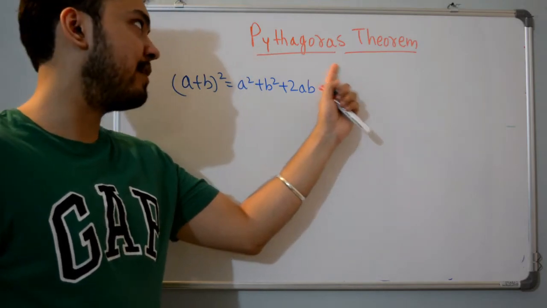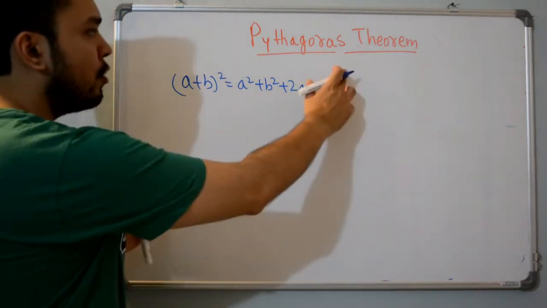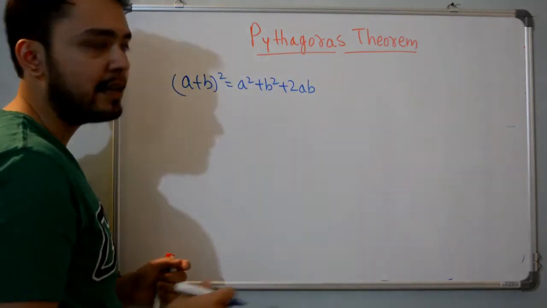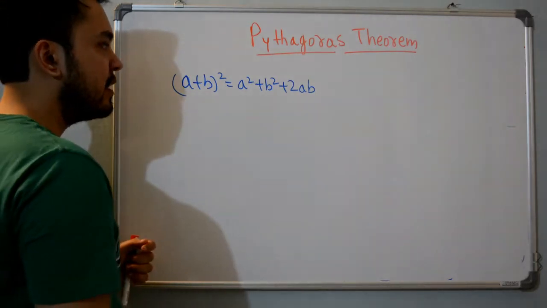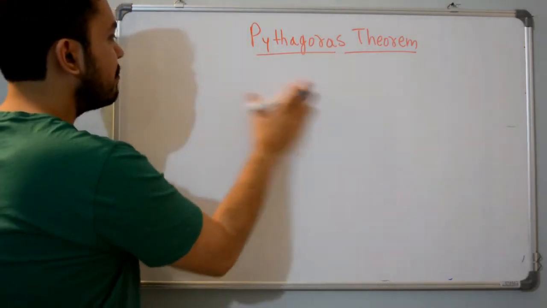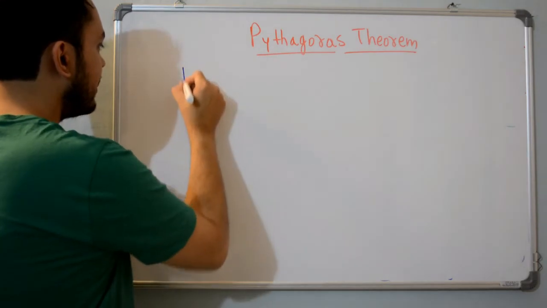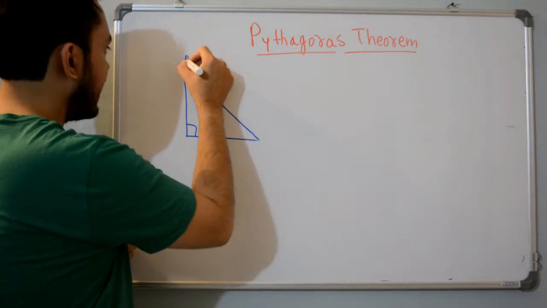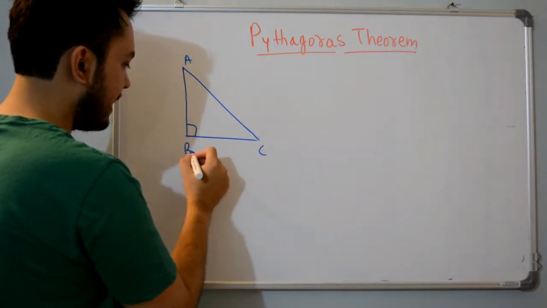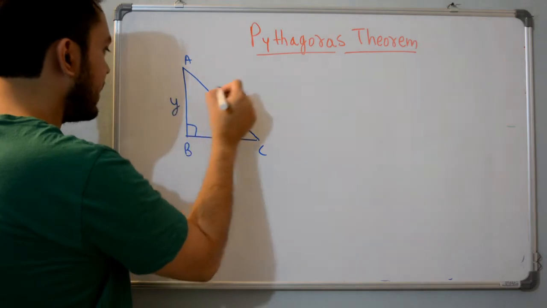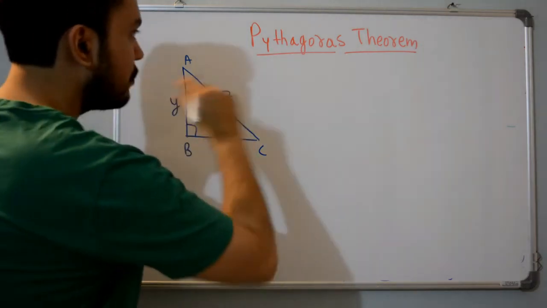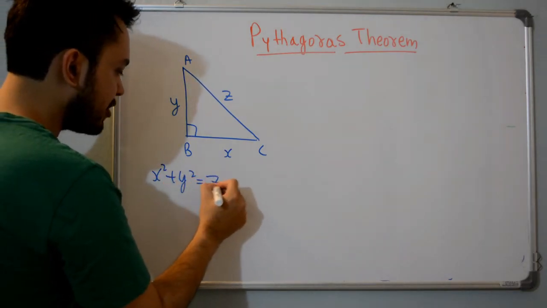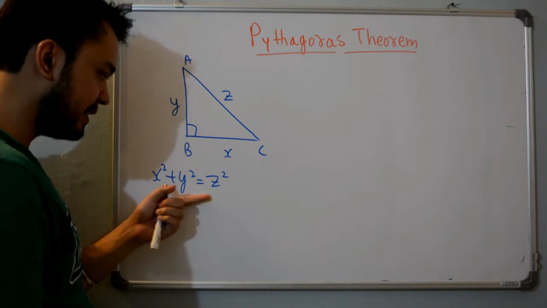I hope you are all familiar with this theorem. It is a very old theorem, rather I would say 1000 years ago it was proved by Pythagoras himself. He was a famous mathematician of Greece. Now, what does my Pythagoras theorem say? It says that if I have a right angle triangle ABC, and I take these lengths to be x, y, and the hypotenuse is z, then according to Pythagoras theorem, x square plus y square will give me the square of the hypotenuse, z square.